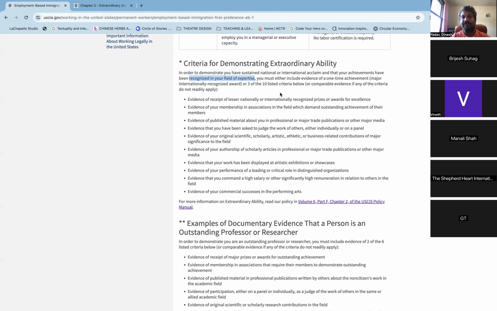You must either include evidence of one-time achievement, which we talked about, or 3 out of 10 listed criteria, or comparable evidence. Now, this is within the brackets, and it is important: comparable evidence if any of the criteria do not readily apply. That gives us leverage to go beyond the listed criteria and build your own criteria, which can probably loosely fit into these criteria. So it is not necessarily what it says there in these 10 criteria, but could be a criterion which you can define as a criterion.